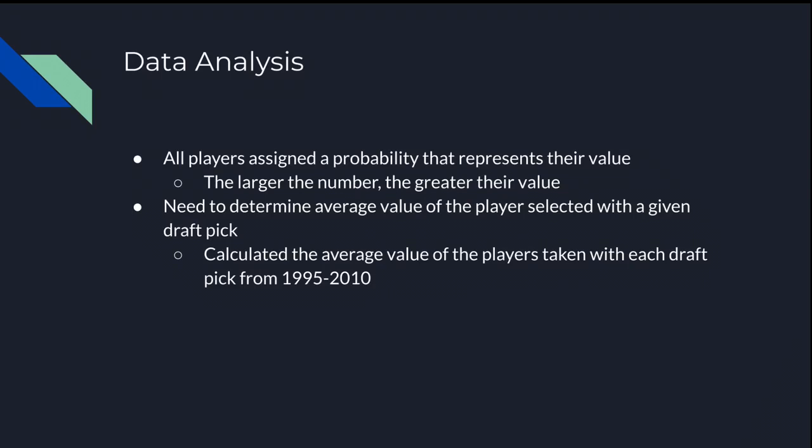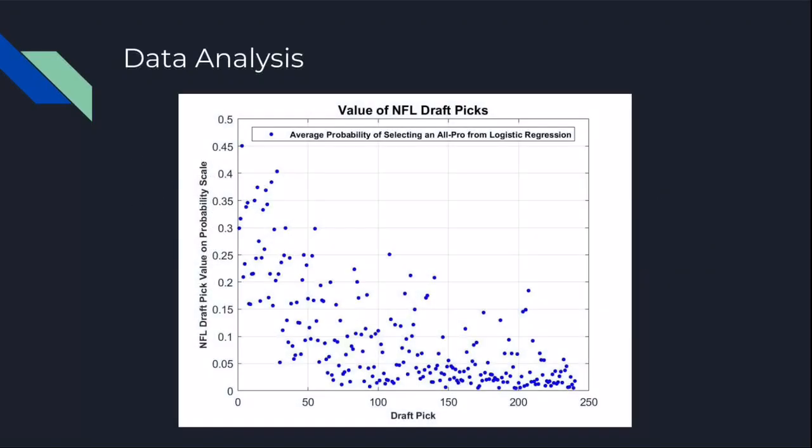We now need to determine the value of the average player selected with a given pick. To do this, we calculated the average value of the players taken with each draft pick from 1995 to 2010. The result of calculating these values is shown in this graph. As you can see, there is a general trend of the early picks being a lot more valuable than later picks, but the data is somewhat scattered.